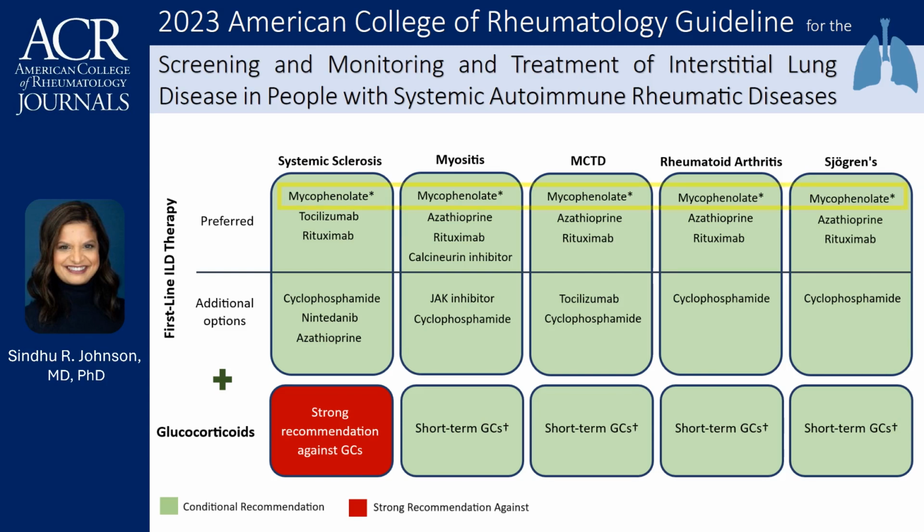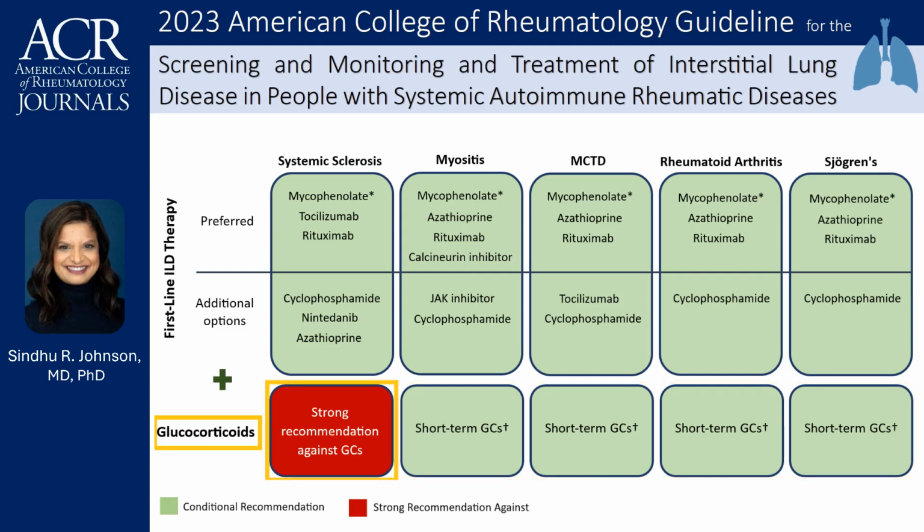And so what you might notice is that mycophenolate comes out on top across all five of the diseases. And so experts would strongly consider mycophenolate as the first ILD option. However, they would consider things like extrapulmonary manifestations, cost, access, and toxicity, and so for that reason, the other options are also presented. Glucocorticoids are conditionally recommended in the short term for myositis, mixed connective tissue disease that's not scleroderma predominant, rheumatoid arthritis, and Sjogren's disease.